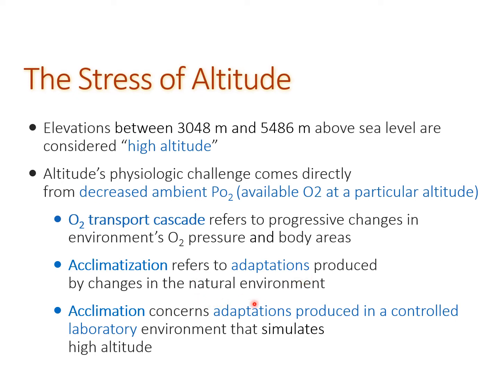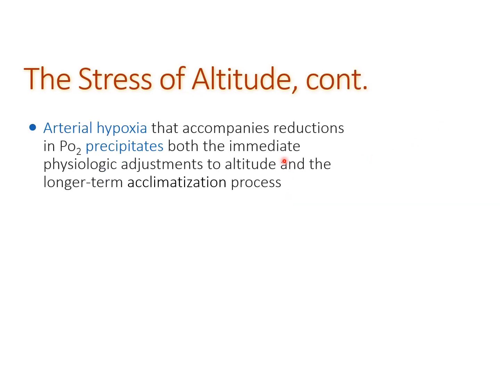You're also going to see the term acclimatization, and acclimatization refers to adaptations that happen in the natural environment. So if you were to go up into the mountains, let's say at Banff or in Jasper, and you're trying to train in those natural environments, you are going to get acclimatized to that environment over time. Acclimation is adaptations that happen in a lab environment. So if we put a mask on you that made it more difficult for oxygen to come in, and we tried to reproduce some of these natural environments in the lab, that would be called acclimation and not acclimatization.